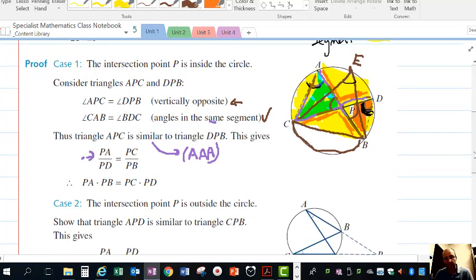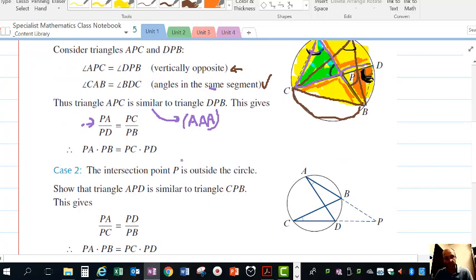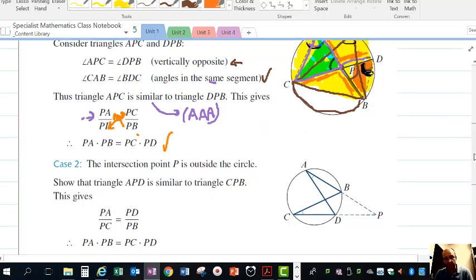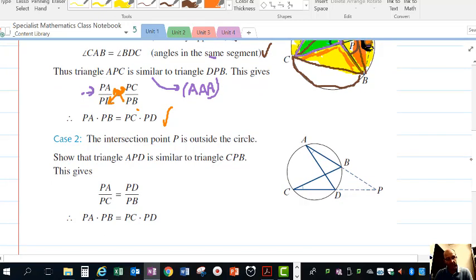Okay, so we can look at the proportions of the corresponding sides, and if we cross multiply or rearrange, we've got that proven. Case 2 is the same, but it's outside, and the intersection is outside as per that diagram there, so we would have similar working there, but PA is to PC, is equivalent to PD is to PB.